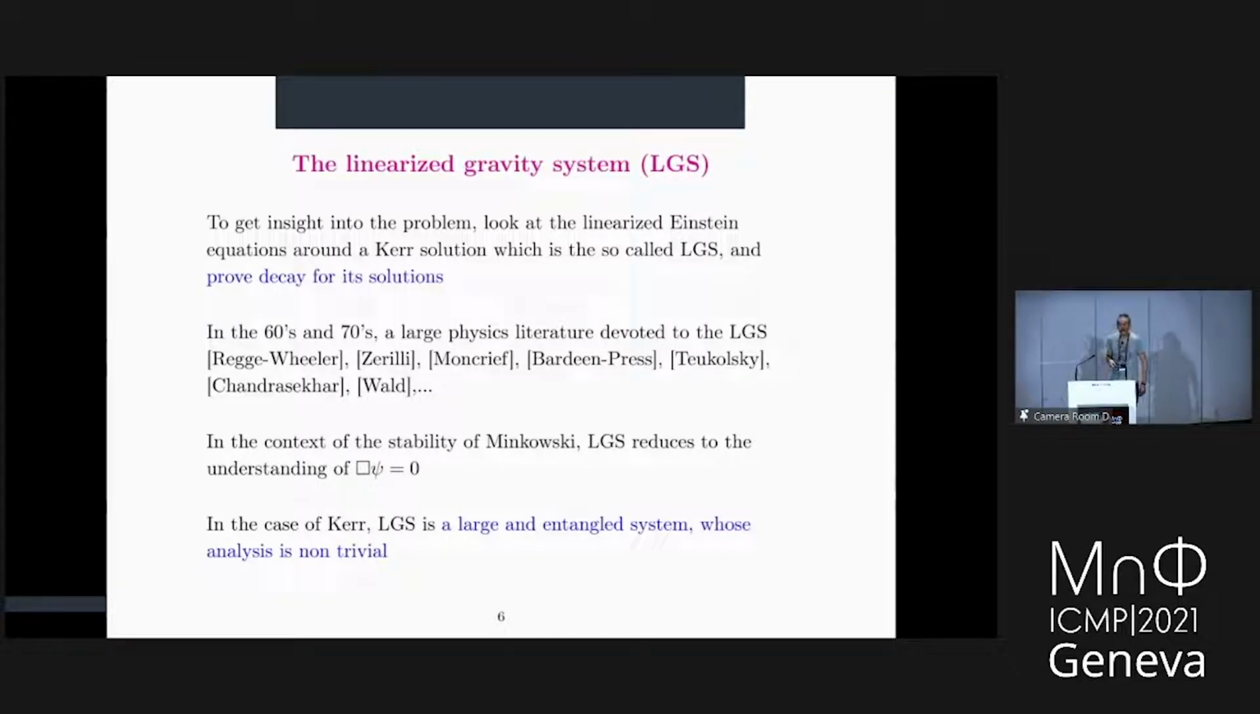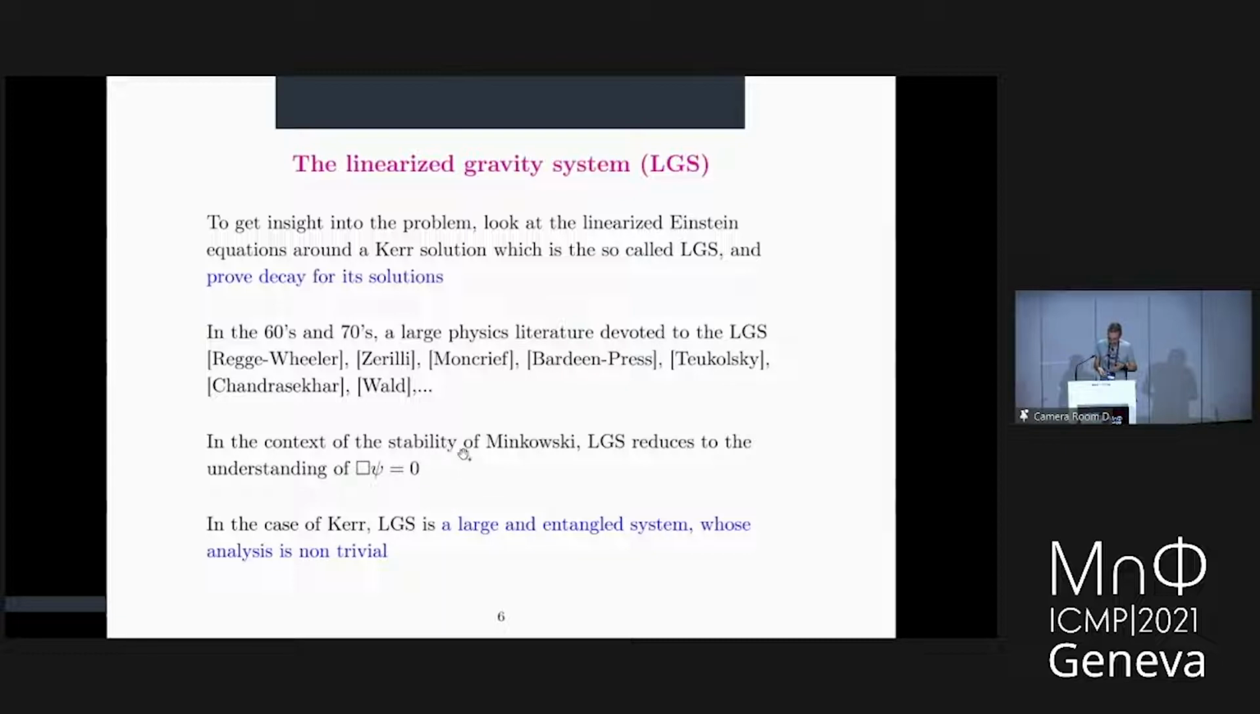So there was a large literature devoted to this problem in the 60s and the 70s by many prominent physicists from black hole physics. And I'm going to review some of these results. But let me immediately mention what you have in the particular case of Minkowski. This linearized system, a priori, we started with a coupled system of equations. You expect a large entangled system. It turns out that in Minkowski, this system reduces to a single scalar wave equation on the Minkowski spacetime.